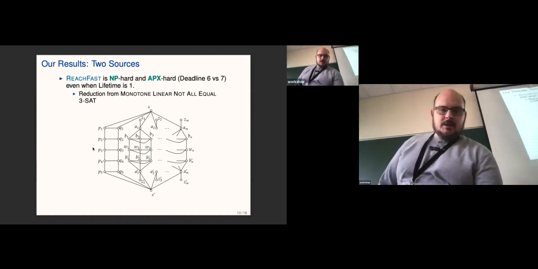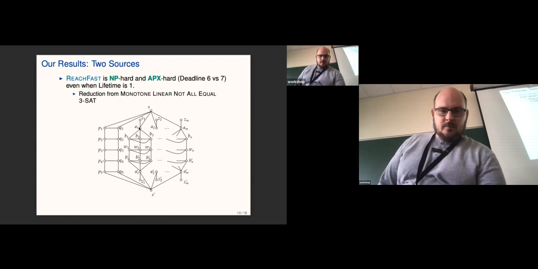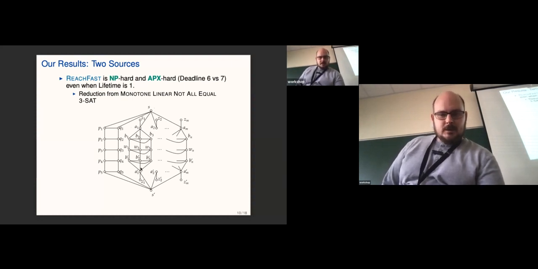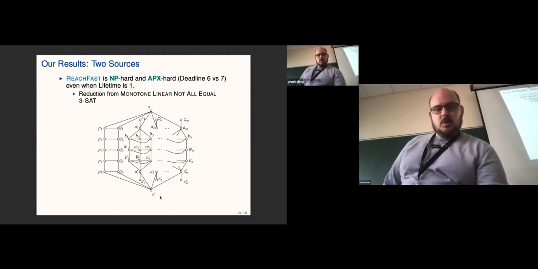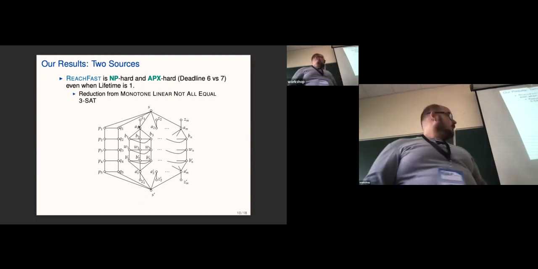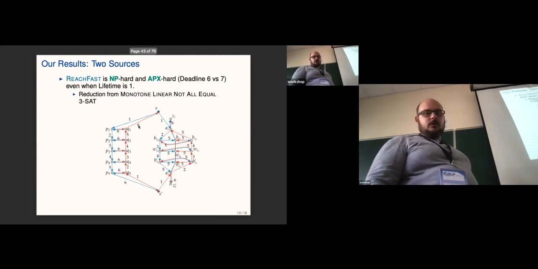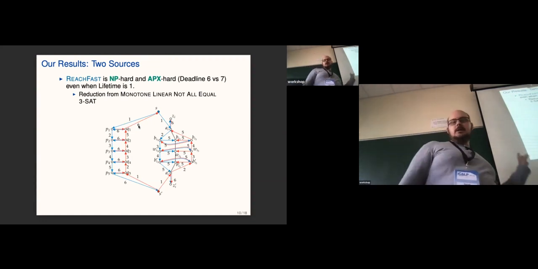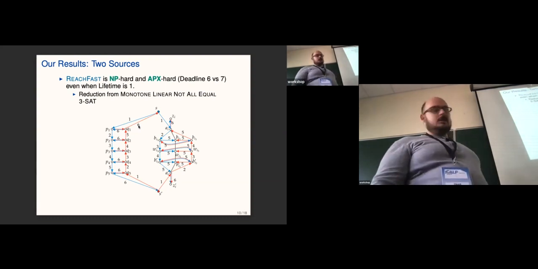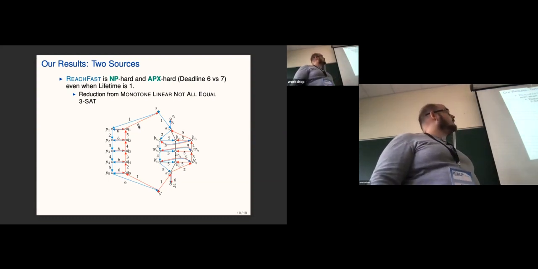And basically here, the idea is that for each clause, we have something like this. And the only way to get from this source at the top to Z1 prime is if there is a path through this gadget going down, and the same for going up. So if there is a solution, it looks something like this. But you don't really need to right now understand exactly the reduction. It was quite surprising for us that it really was NP-hard already for deadline 6.